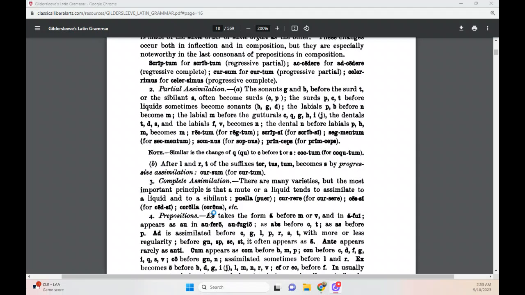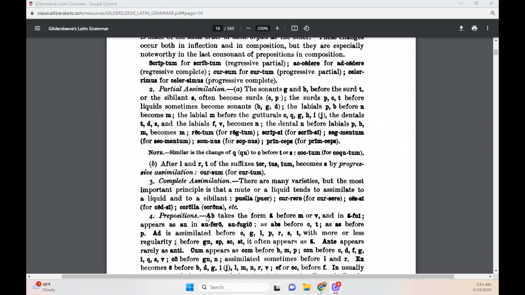One of the most common ones you'll see has to do with the preposition ab, which means from or away. Ab is often joined to other parts of speech, and when it does so, it changes. The preposition ab takes the form of a. In other words, it drops the b, it drops the consonant ending, and is simply a before the sounds m or the consonantal u, and in abfui appears as aufero. So that beginning there, au, is actually the preposition ab with the consonant changed to make it easier to pronounce.